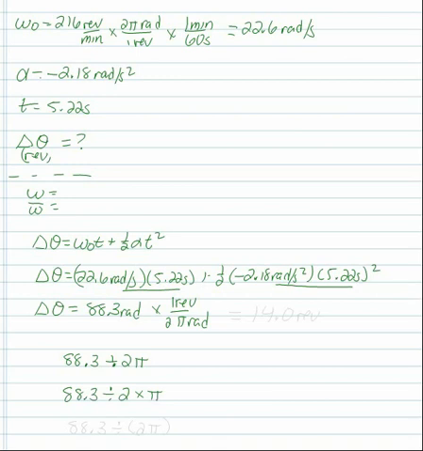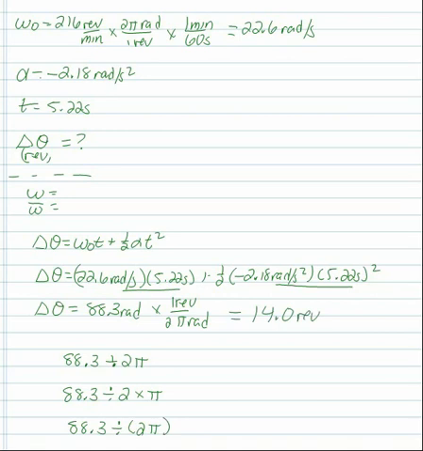You must put anything in the denominator in parentheses to make sure it multiplies them together. So make sure in your calculator you do this: 88.3 divided by parentheses 2 pi. That will ensure you get the proper answer, and when you do, you will end up with 14 revolutions.